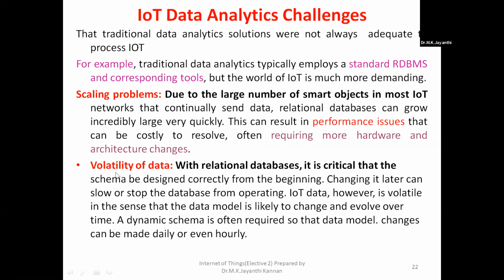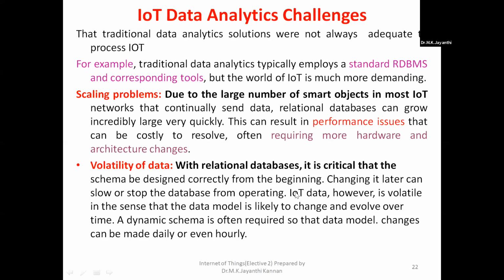And velocity of data: with a relational database, it is critical that the schema be designed correctly from the beginning, and changing it later can slow or stop the database from operating. We know very well that if you are using any relational database system like RDBMS or SQL or MySQL, initially the table structure is defined. That is called a schema. It cannot be changed in future. Otherwise, if we want to change it now, we need to go for an alter table query so that we can change the table.